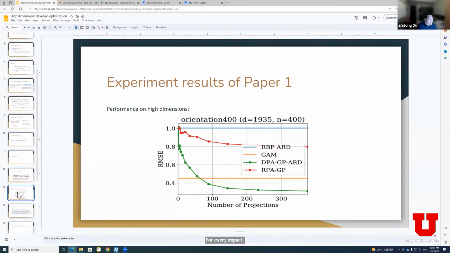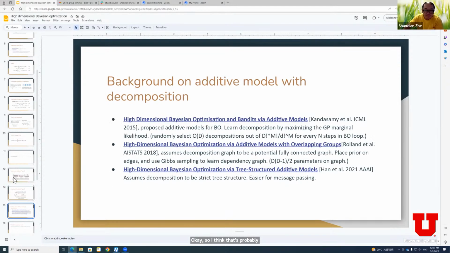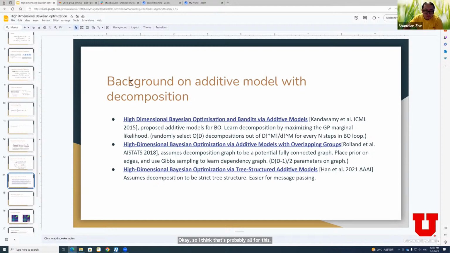Okay, so I think that's probably all for this paper. So we can move to the background on additive models with decomposition. This kind of approach is where we are going to learn the decomposition.